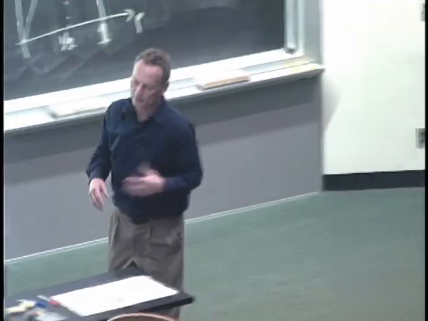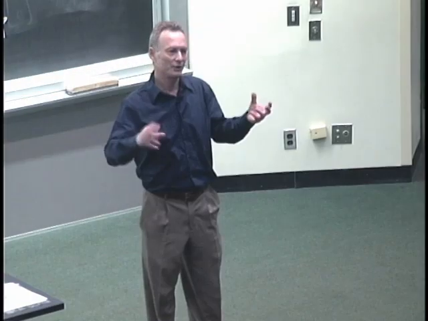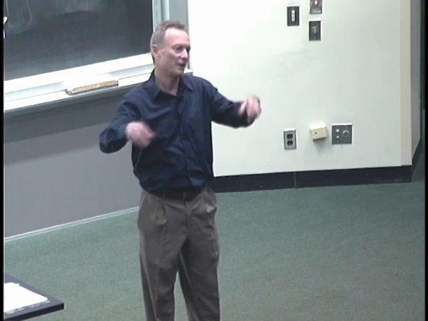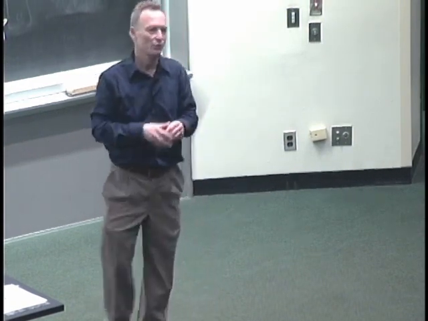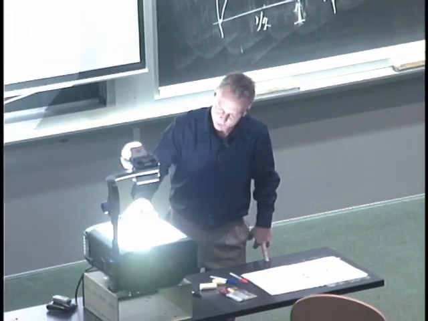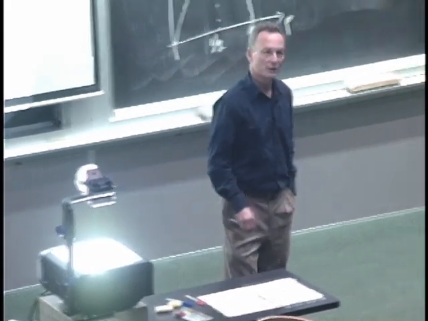Okay, first, what do we mean by completely at random? Completely at random, we basically mean that any permutation of the hats is equally likely. Any way of distributing those n hats to the n people, any particular way, is as likely as any other way. So there's complete symmetry between hats and people. So what we want to do is to calculate the expected value and the variance of this random variable x.